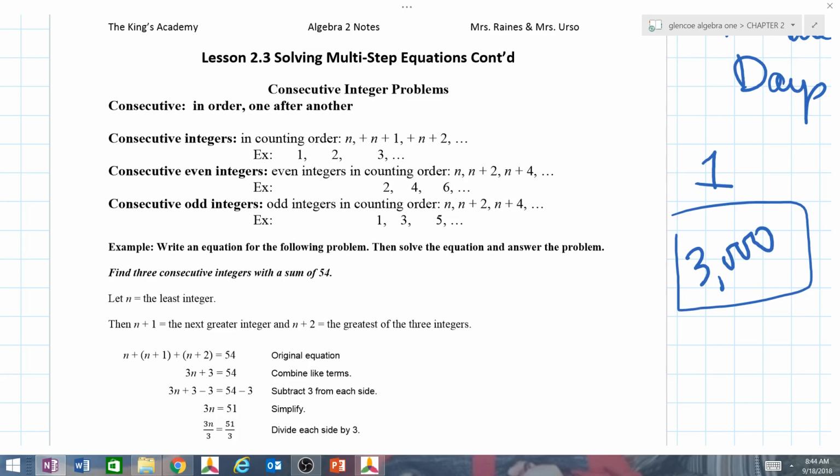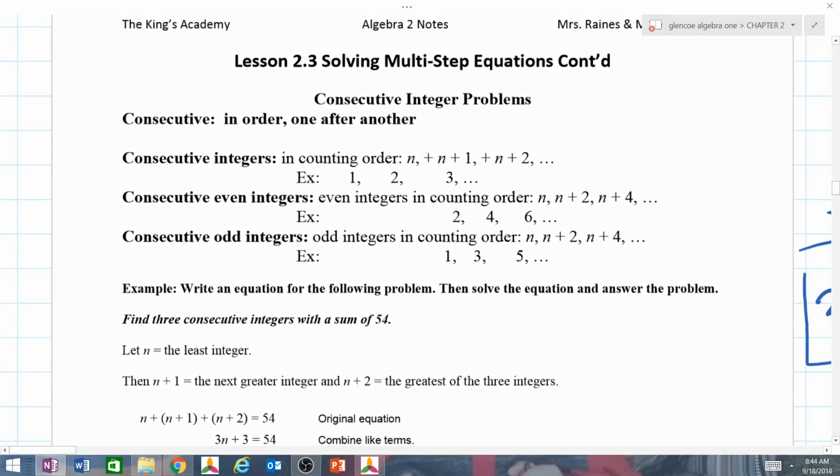So I hope that you all remember what the word consecutive means. Consecutive means in order or one right after another. Consecutive integers. So if I was number 1, who would come behind me, class? 2. And who would come behind 2? 3. And then 4. So consecutive integers could be given by the following pattern.